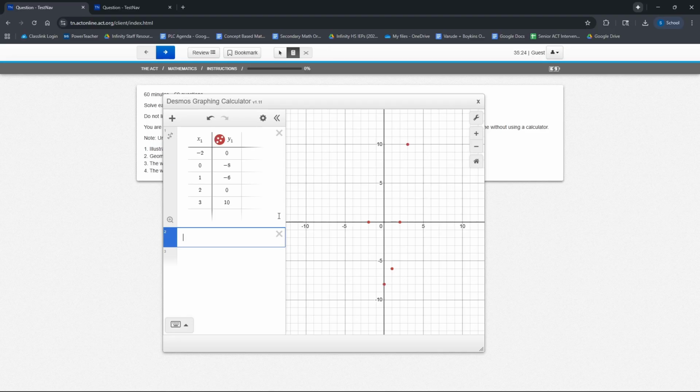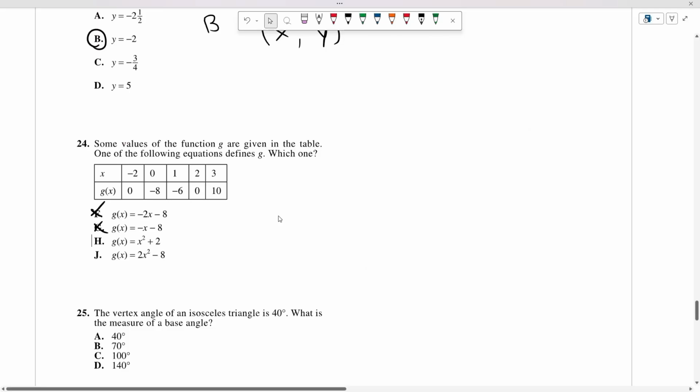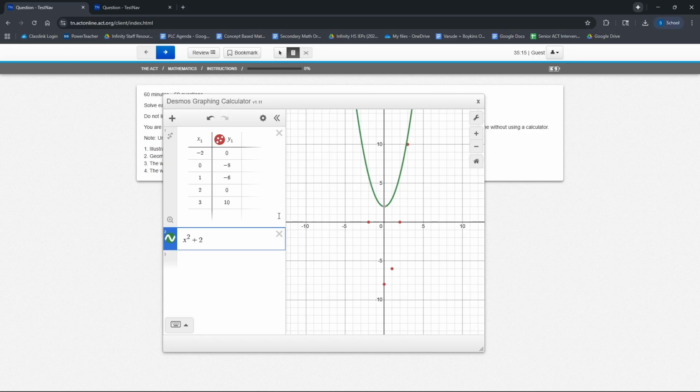So with h, if we do h, we have x squared plus 2. You can just graph the expression. You don't have to graph the g of x equals because that's going to confuse us a little bit.